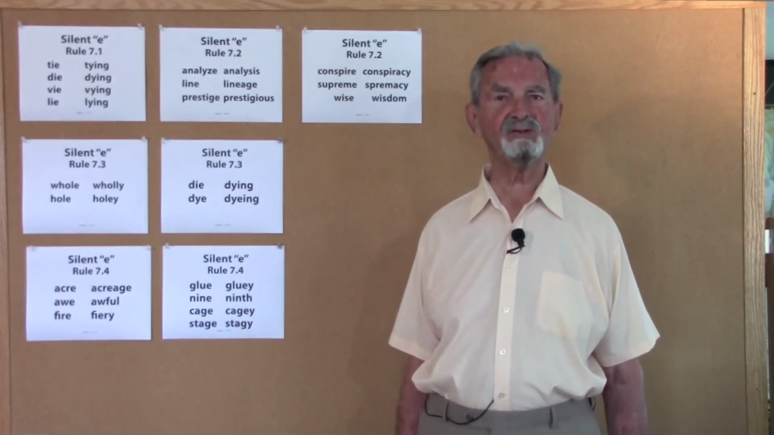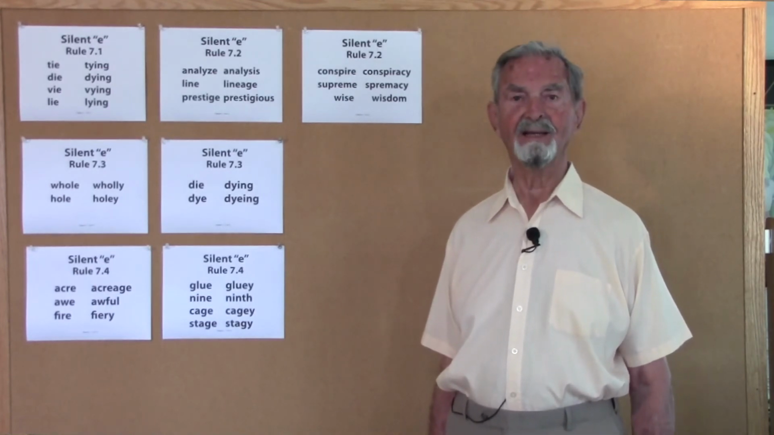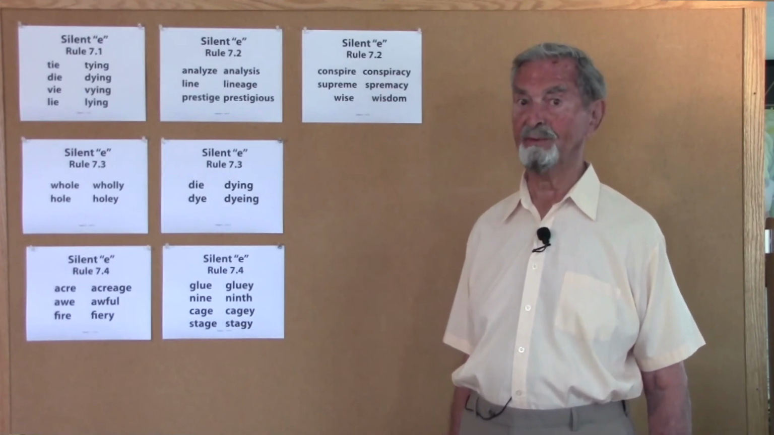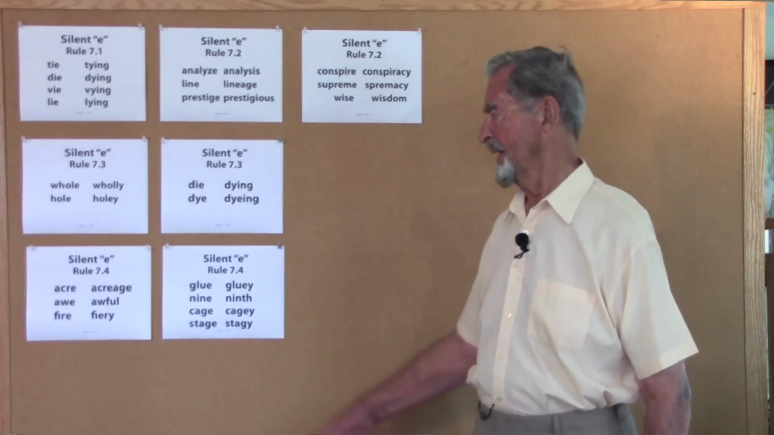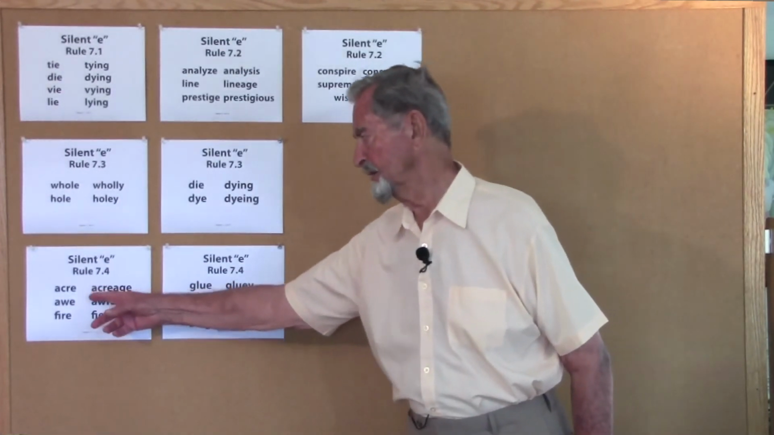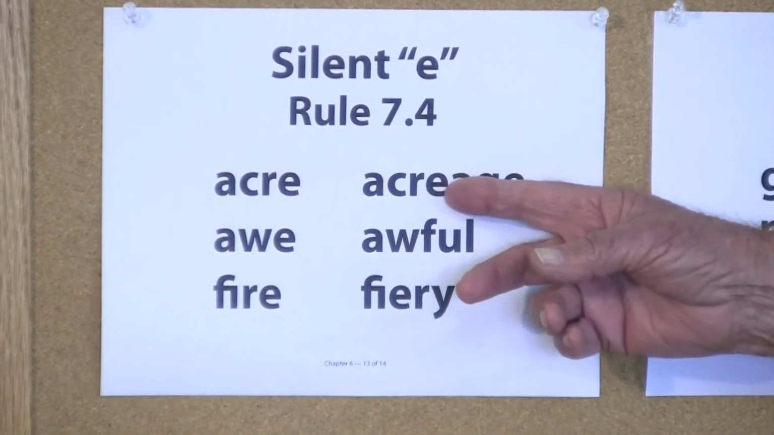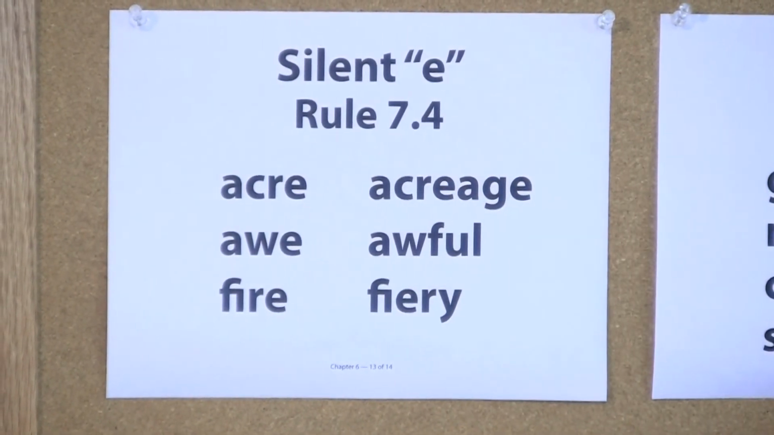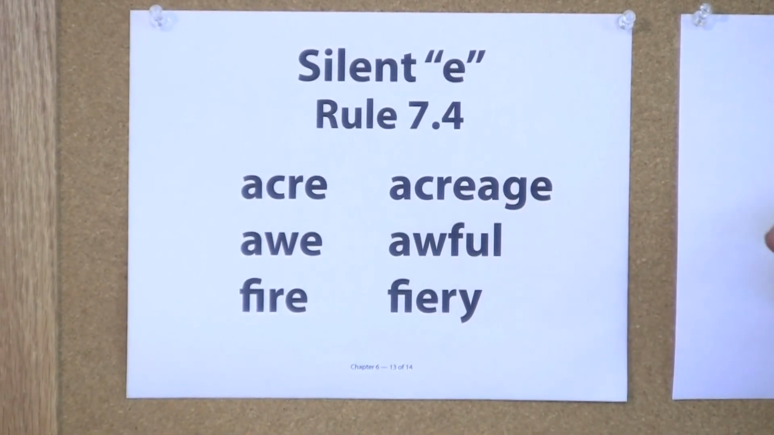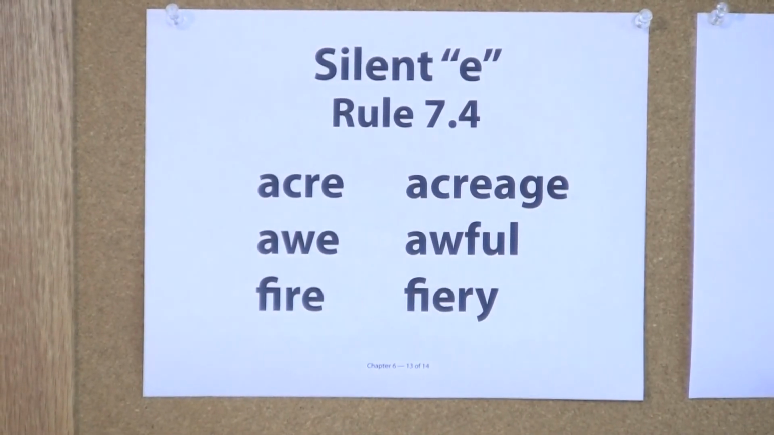Now let's look at Rule 7.4. These are the exceptions to the rule. In English, unfortunately, there are many exceptions to some of the rules. Not all of them, but some of them. These are exceptions. For acre, acreage really doesn't need to retain the E, but it does. Or awful. Awful should retain the E, or full, but it doesn't.